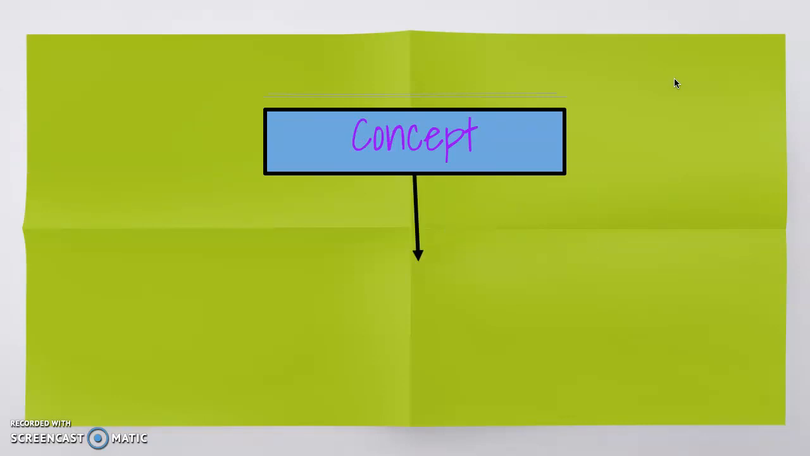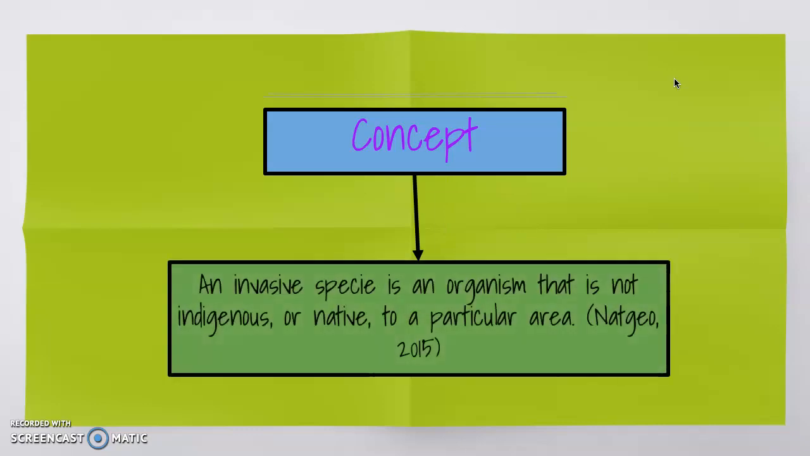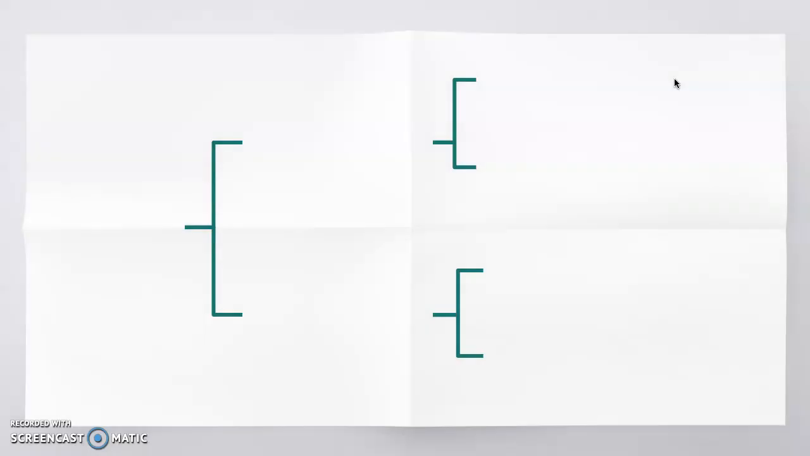The first thing, guys, is to know and to have super clear what the concept of an invasive species is. And I have found an interesting definition from Nat Geo in 2015 that says that an invasive species is an organism that is not indigenous or native to a particular area. So guys, to put it in simple words, it's a foreign animal that we can find in a specific context. You see? It's like a foreigner.